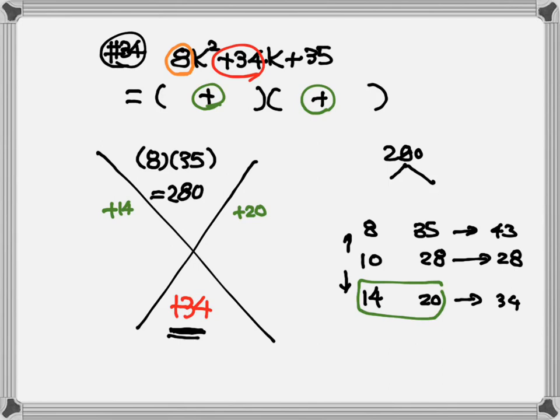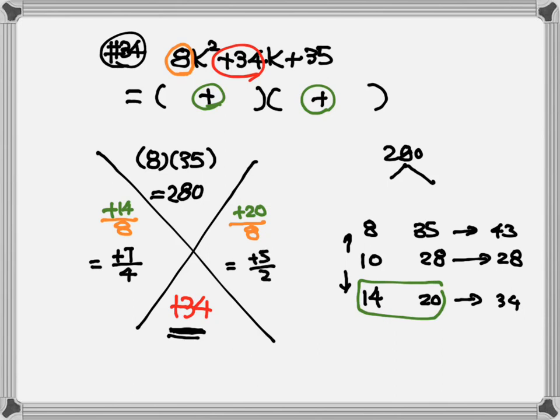When you have a leading number, the two numbers you find, you need to divide by that number. So we're going to divide by 8. For fractions, if you can reduce, you must reduce. Over here, we can reduce by 2, so it'll be plus 7 over 4. The next one we can reduce by 4, so it'll be plus 5 over 2.